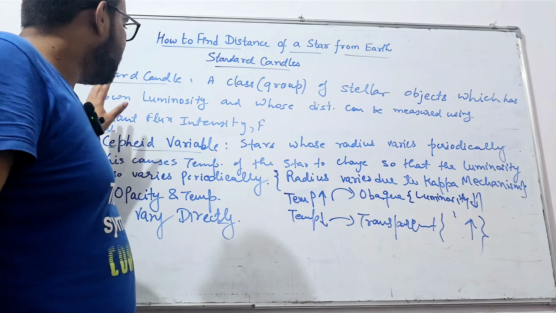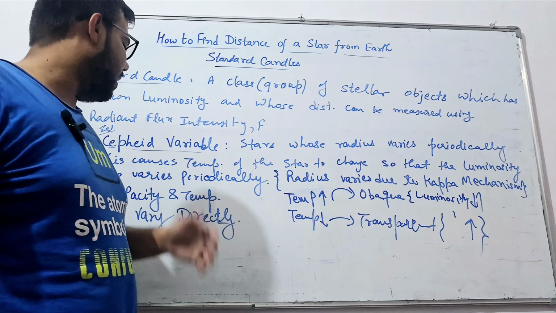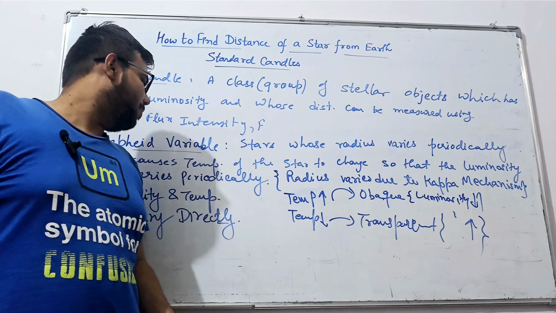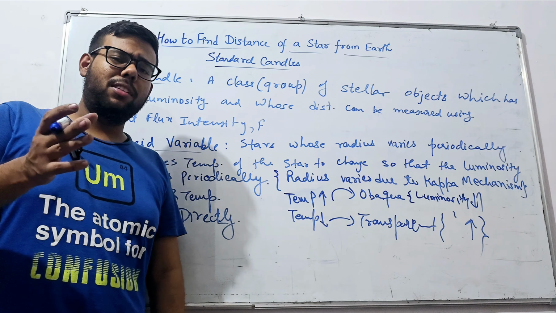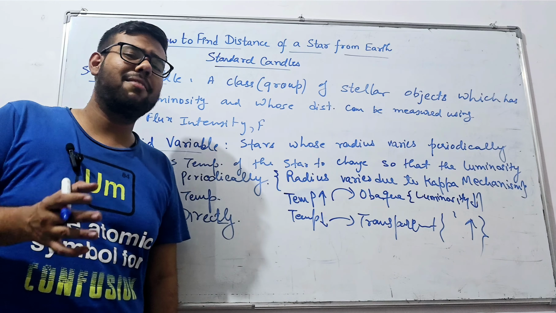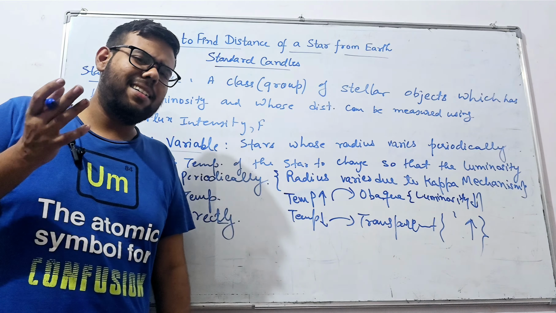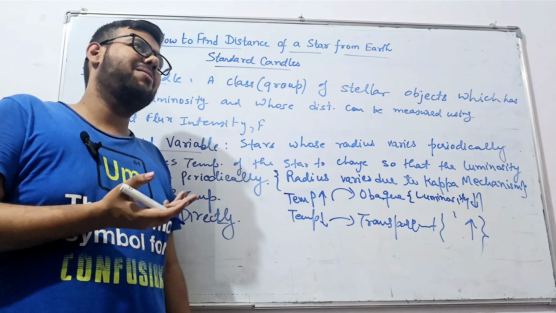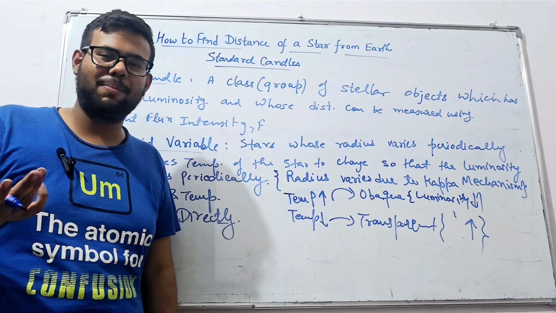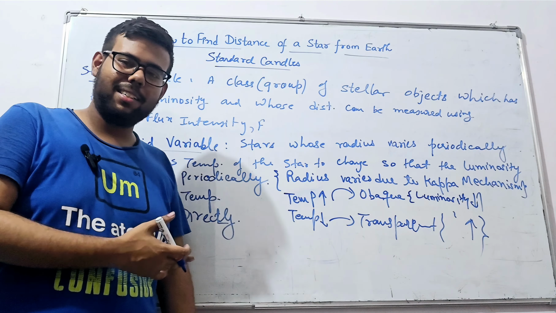So this is a basic idea of a standard candle and an example of it, the Cepheid variable. Now we are going to see the Cepheid variable in some detail, and then we are going to solve a problem. Then I think you will be clear with how distances are measured in space, right?